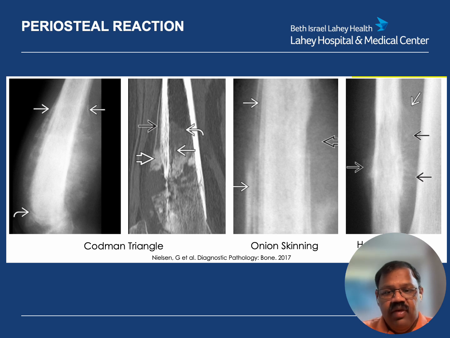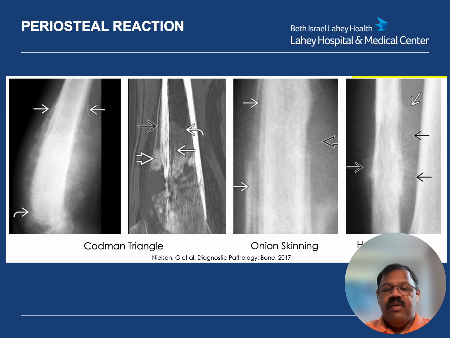So here is an example of onion skinning that you see. Here you can basically see multiple layers almost in the periosteum itself with the elevated periosteum. This is very commonly seen in Ewing sarcoma. Oftentimes, this has to do with the rapid expansion of tumor through the Haversian systems and the canaliculi in the bone itself. They egress through these Haversian systems into the soft tissue space, elevate the periosteum.